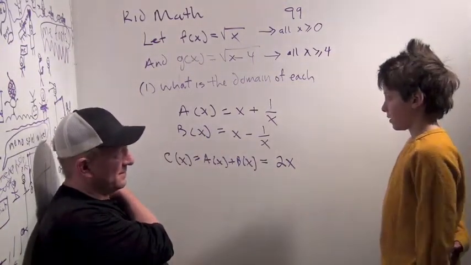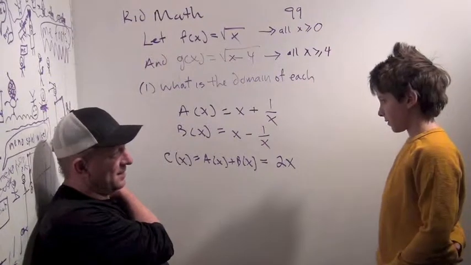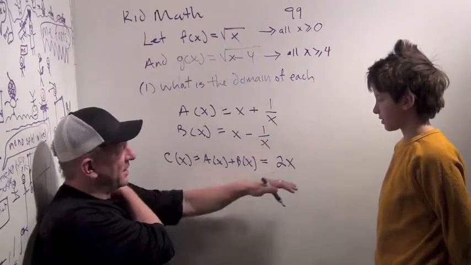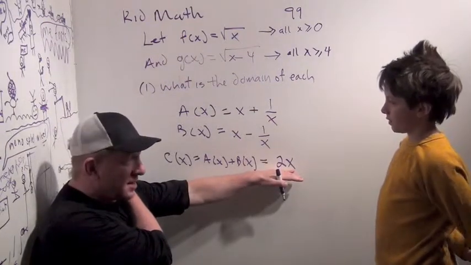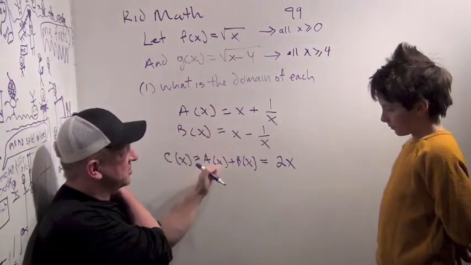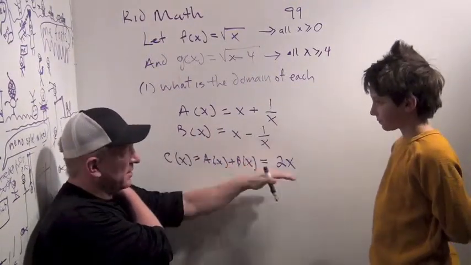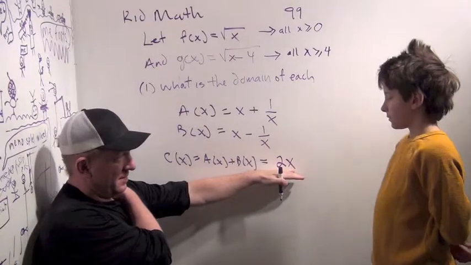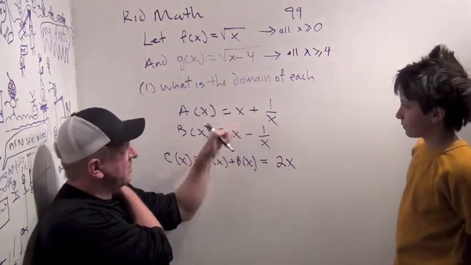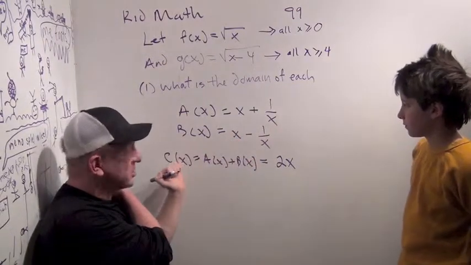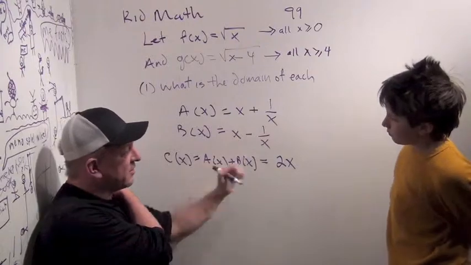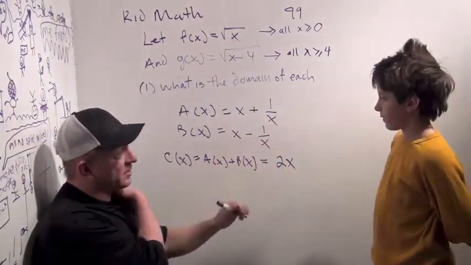Well, 0 still works. Actually, any number works. But because this is coming from adding two functions where 0 didn't work, 0 is not going to be in here. So this is all real numbers not equal to 0. Because I've defined it as a sum of these two functions, even though it looks like 0 would work, it can't.